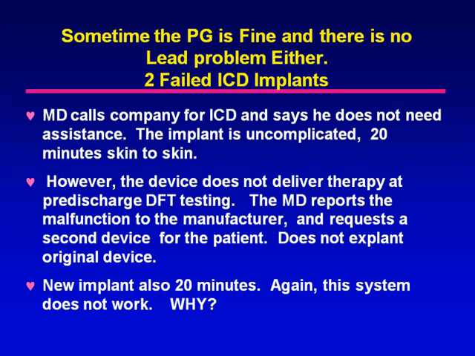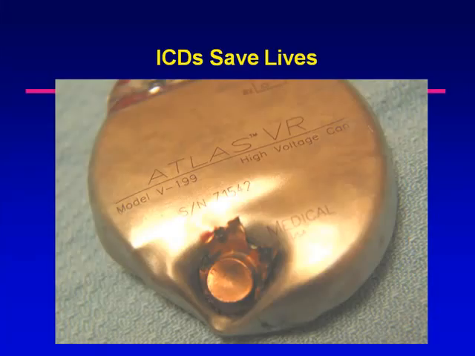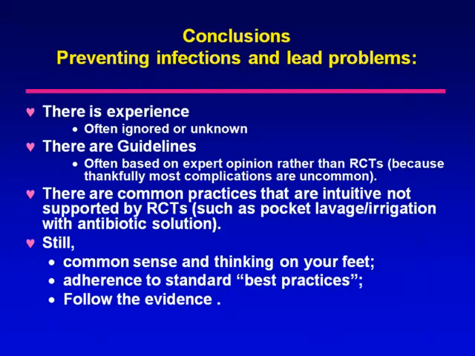The new device also took 20 minutes and barely could get to work. And the reason was revealed in the X-ray, which shows two of the five devices that he didn't think were really necessary. Devices saving lives: this is a real picture of a patient who was shot and the bullet hit the defibrillator. Saved his life.